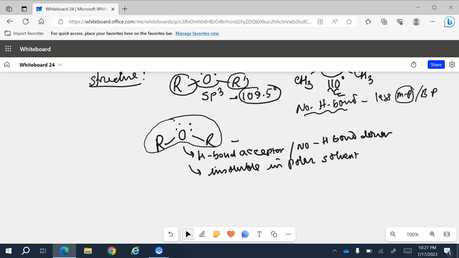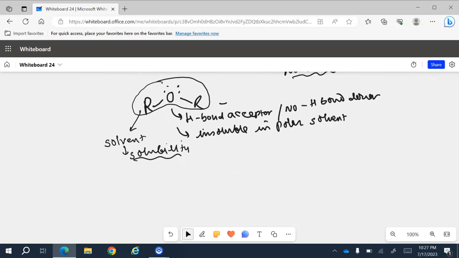But though they can act as a good solvent, the problem is the solubility. Because of their non-polar nature, most of the salts will not dissolve in ether. That is one big problem. Therefore, chemists have developed what we call the crown ether, an ether in a cyclic format.